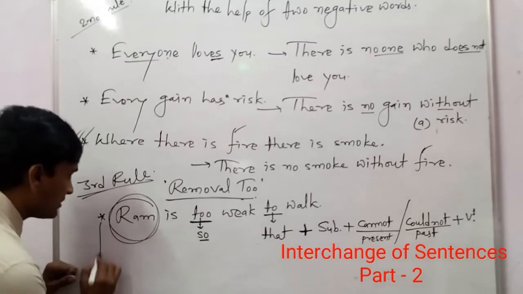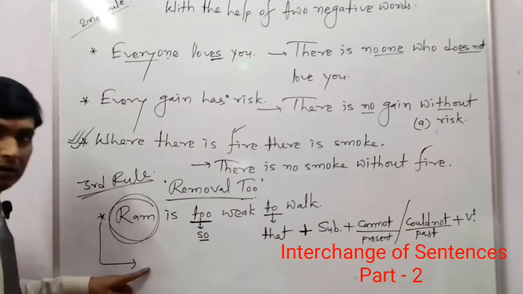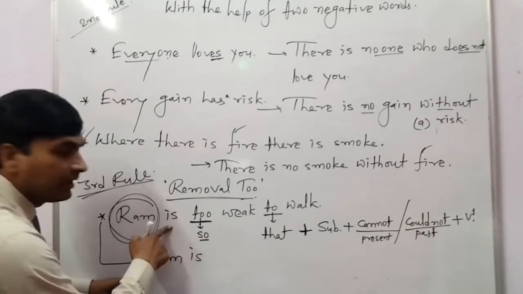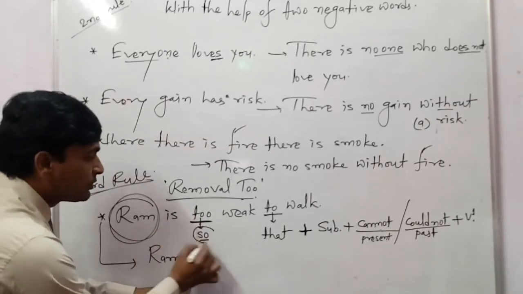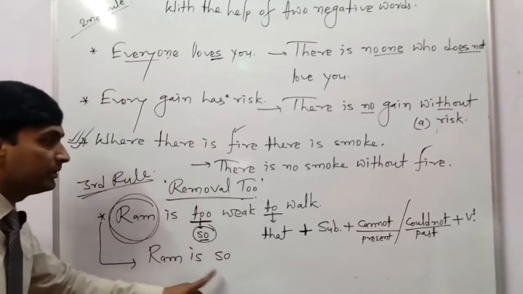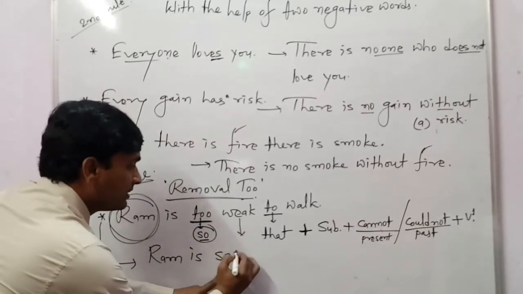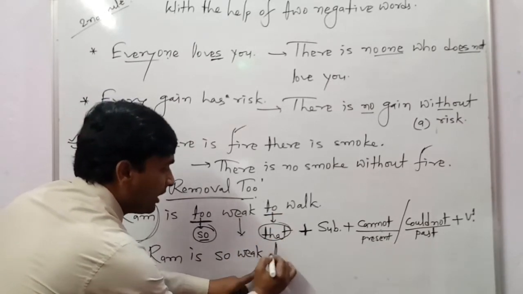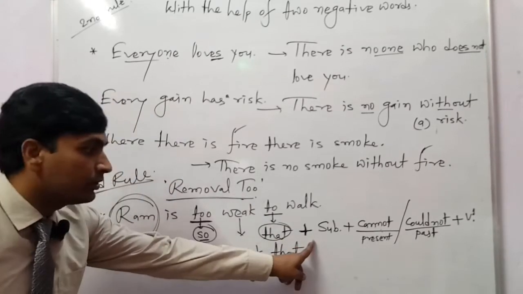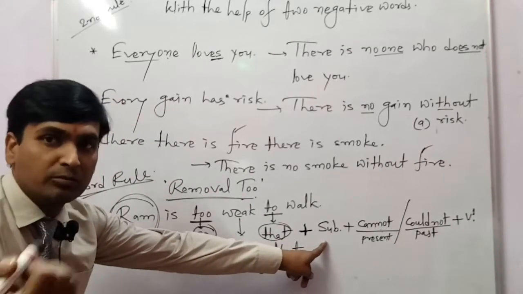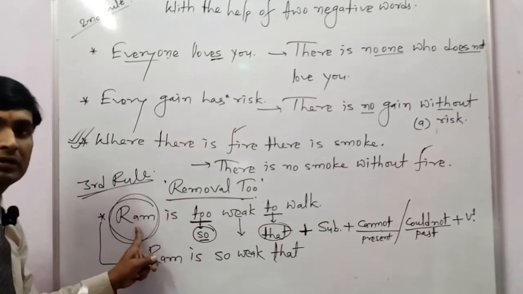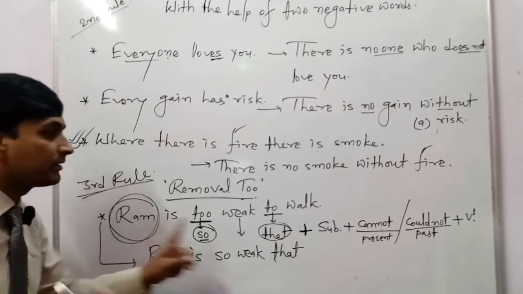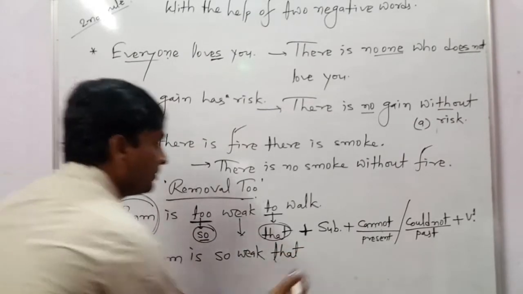So now let's interchange it. I'm just going to write here. Ram will remain the same. "Is" I have kept the same. This "too" will be changed into "so". So Ram is so weak, and weak will remain the same. Then this "to" will be changed into "that". And then you have to add the subject formula. So the subject will become "he" instead of Ram, as I have already told you that you have to put a pronoun in place of the subject.